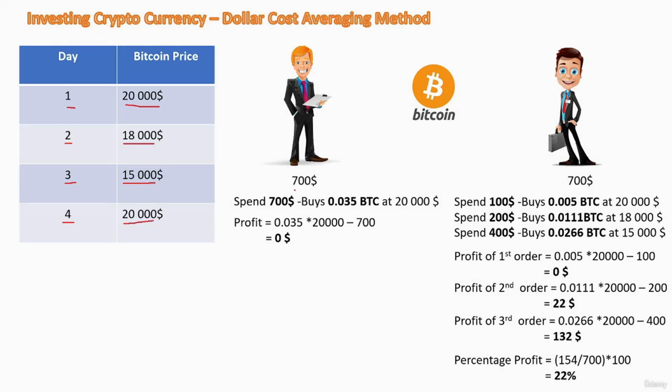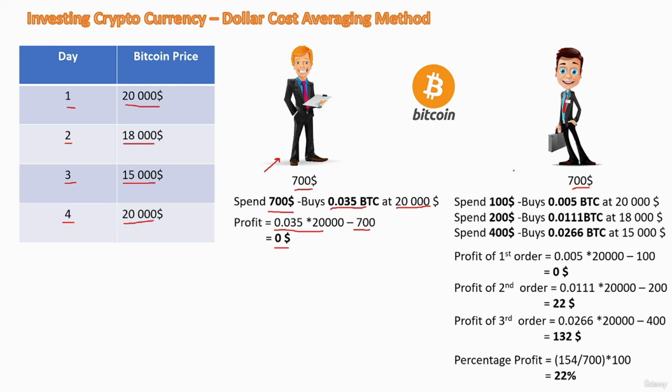Now there are two businessmen, both of them have $700. In the first day, this businessman thinks price will go up, so he spent all his capital, buy 0.035 Bitcoins at price $20,000. In the fourth day, this is the value of his Bitcoins. This is the initial value, so there is no profit for this businessman.